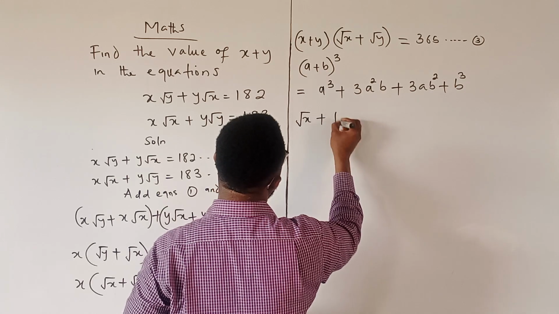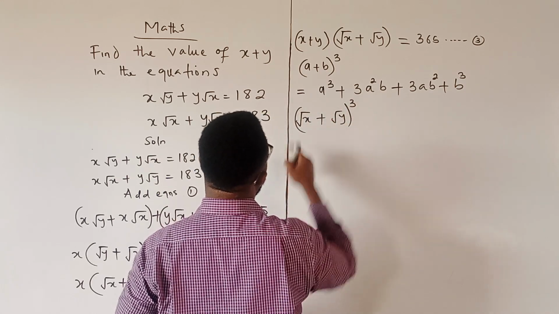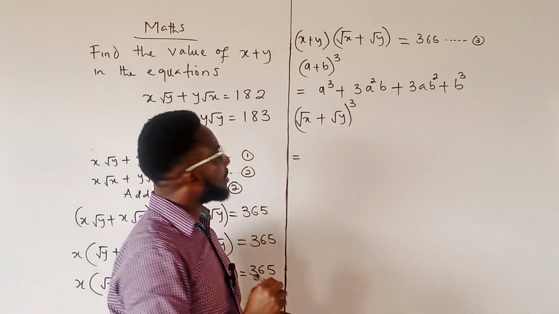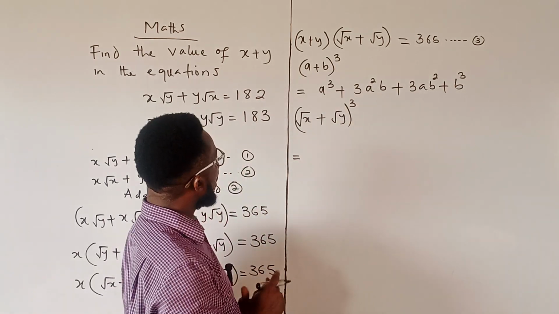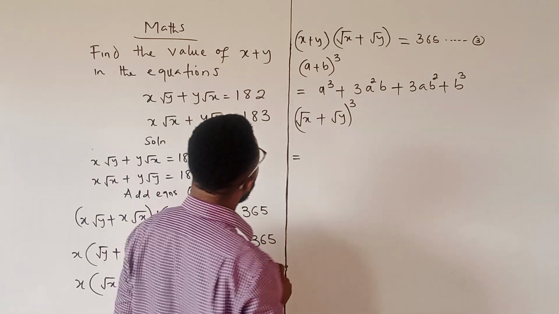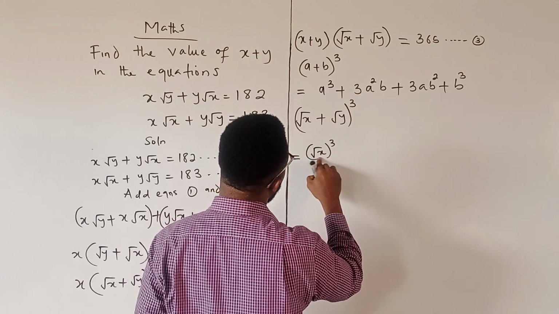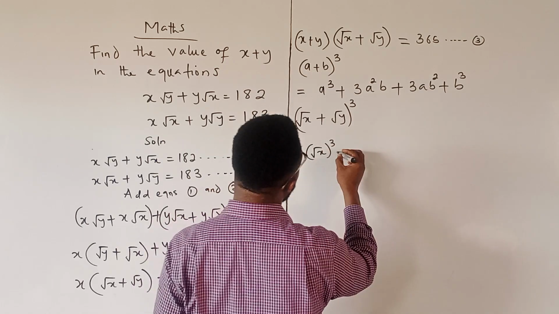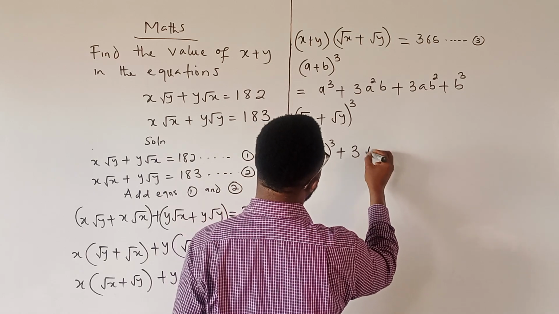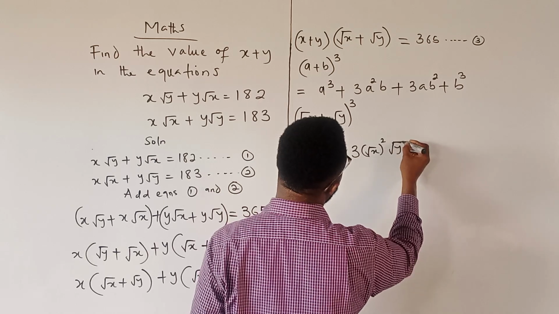rad x plus rad y cubed. Here our a is rad x, our b is rad y. So the first term we have a cubed, that will be rad x cubed. Second term we have 3a squared b, 3 rad x squared rad y.